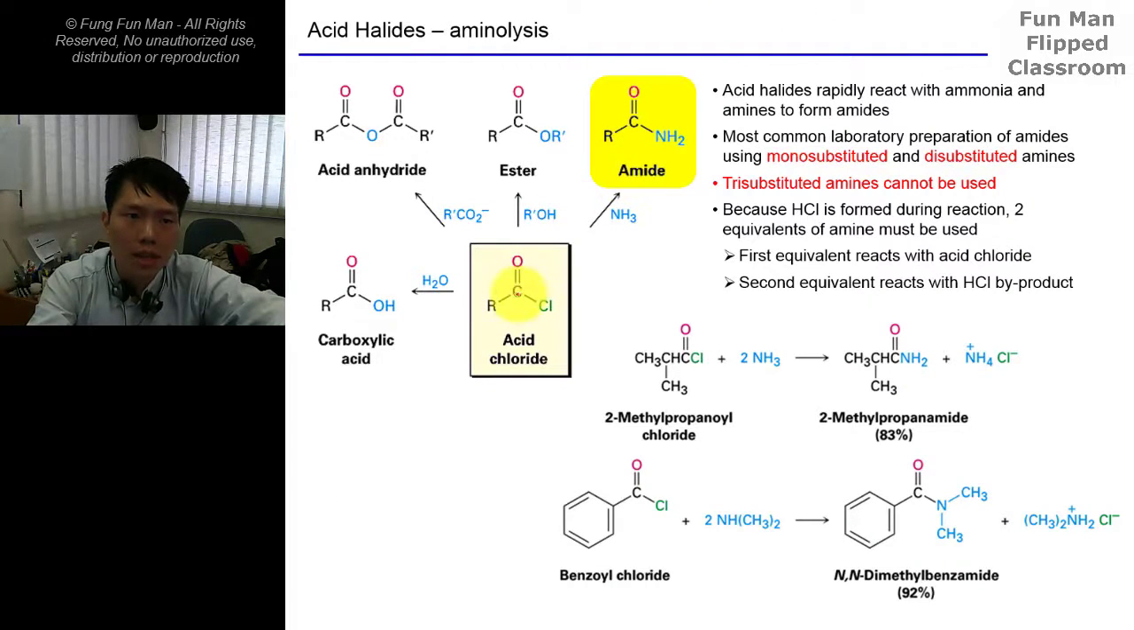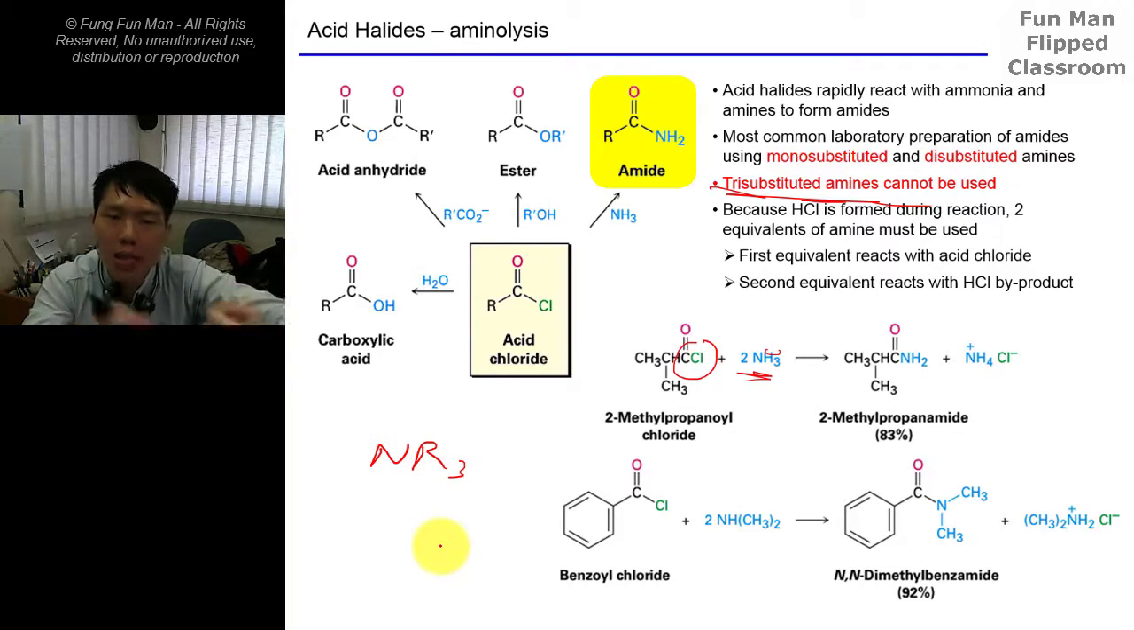So we learned that acid chloride reacts with amine rapidly to form the amide. The most common laboratory preparation of amide uses mono-substituted and di-substituted amines. Remember, tri-substituted cannot be used. The reason is because for simple amine with acid chloride, we are doing a condensation reaction. Condensation, Cl comes off with the H from here, right? But if we have a tertiary amine, R3, there isn't any H attached to the nitrogen, so it cannot come off with the chloride, and that's why there's no reaction.